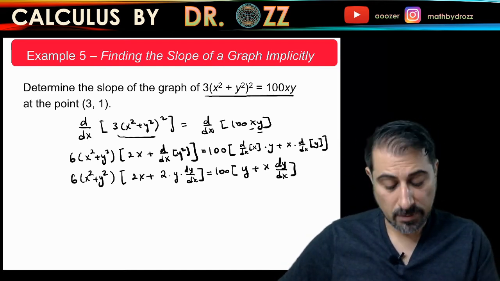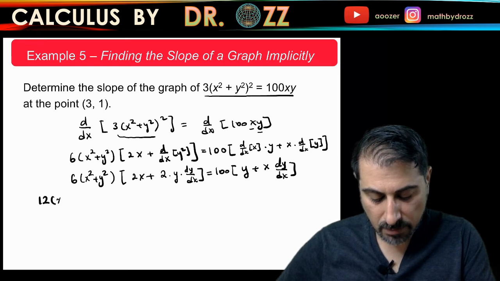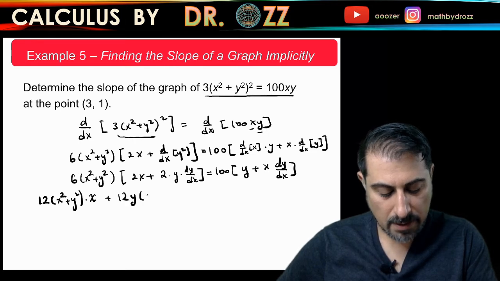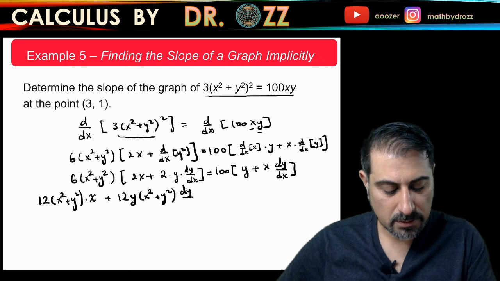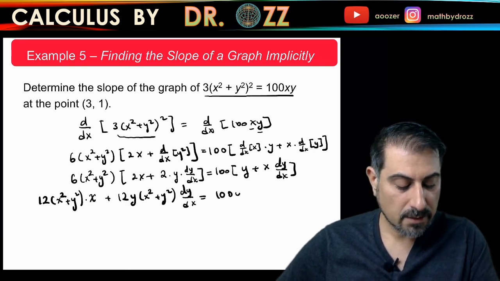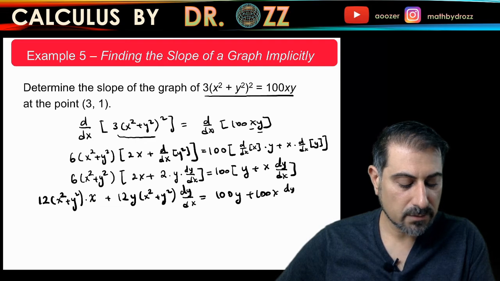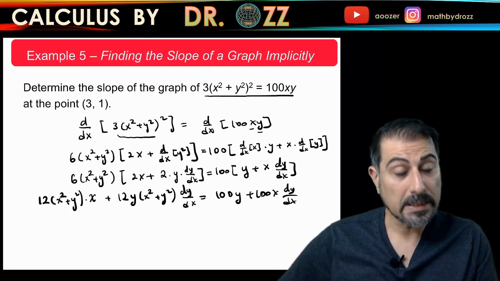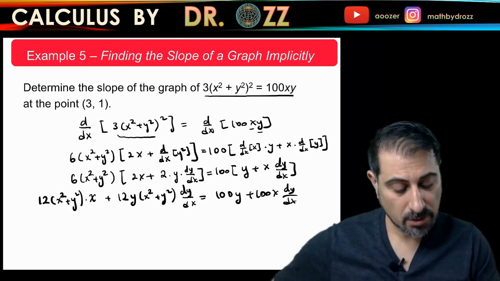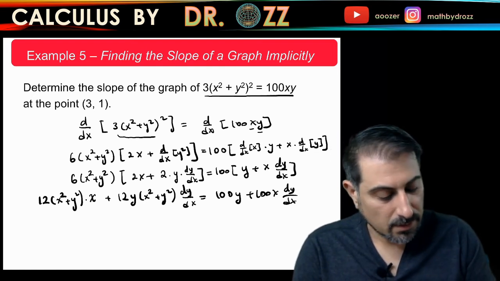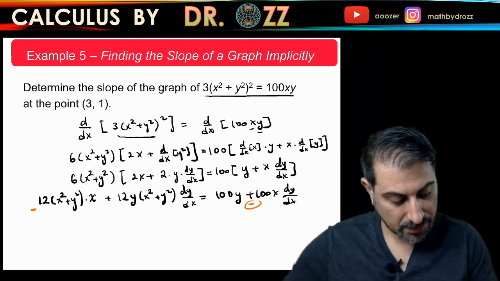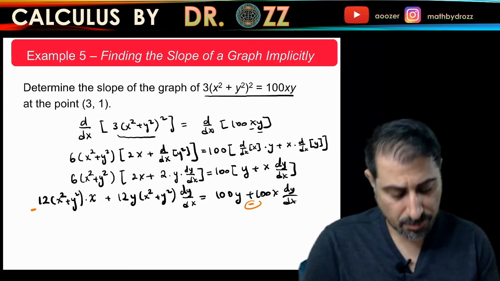Okay? So now let's expand everything out. So you have 12 times (x squared plus y squared) times x, plus 12y times (x squared plus y squared) dy over dx, equals 100y plus 100x dy over dx. And as part of the second step, we're going to collect all the dy over dx terms on one side of the equation. So that means I'm going to subtract this term from both sides, and also I'm going to subtract this term from both sides. All right, let's see what we have. I'm going to also factor out dy over dx, so I'm doing steps 2 and 3 in the meantime.